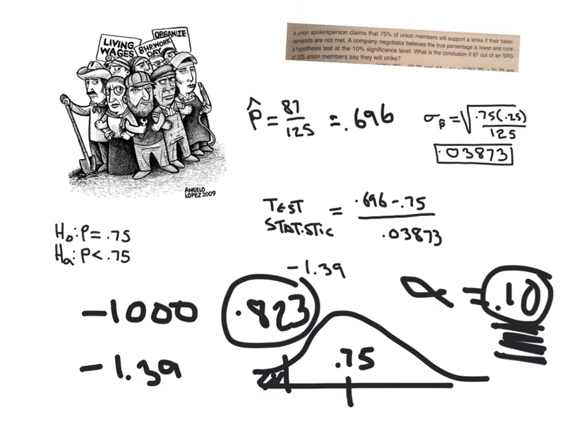So, based on this sample, we feel that the union representation, as far as 75% wanting to strike, we feel that it is definitely going to, well, not definitely, we never say definitely. We feel that there's a likelihood that it is less than 75% based on our statistical analysis. So, there you go. And I'm going to post it.